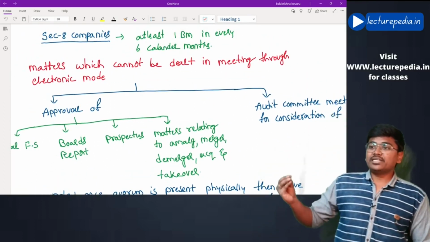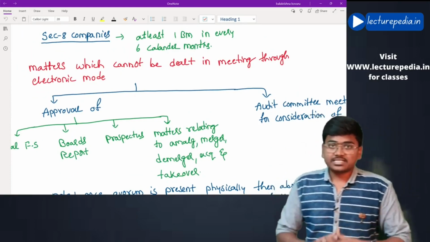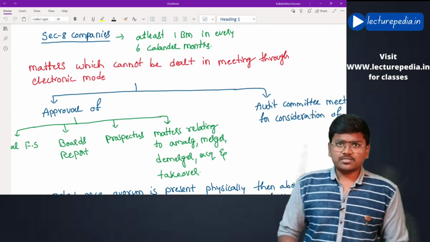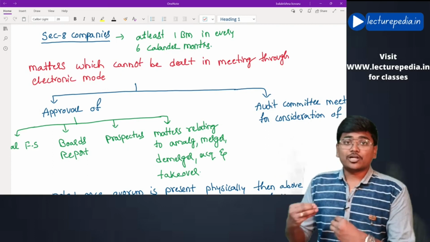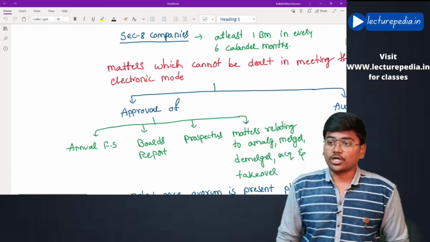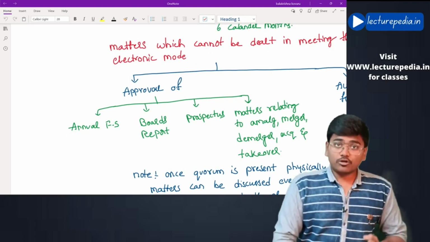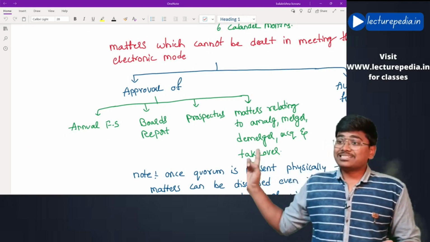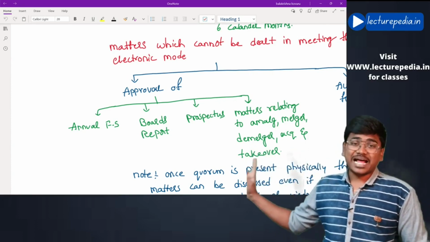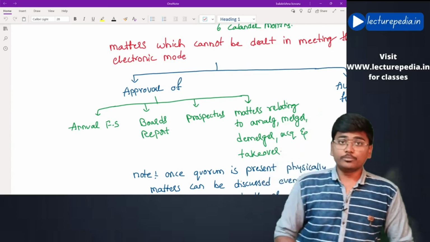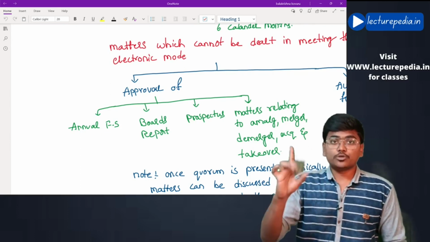matters which cannot be dealt with in a meeting through electronic mode. See, if any board meeting is conducted through electronic mode, that is through video conferencing or other audio visual means, then the following matters cannot be discussed at such a meeting. What are they? Approval of financial statements, approval of board report, approval of prospectus, and matters relating to amalgamation, merger, demerger, acquisition and takeover. These 4 aspects cannot be discussed at a board meeting which is conducted through video conferencing or other audio visual means.